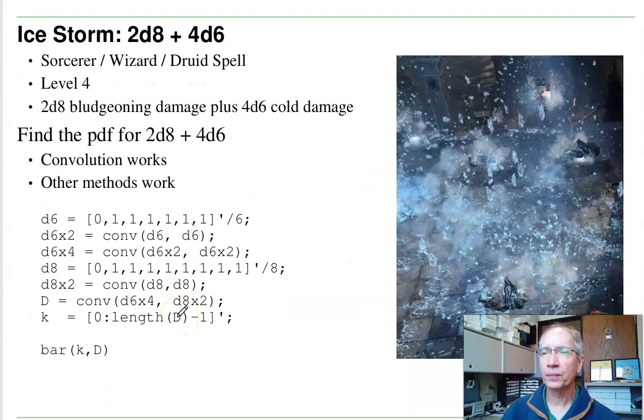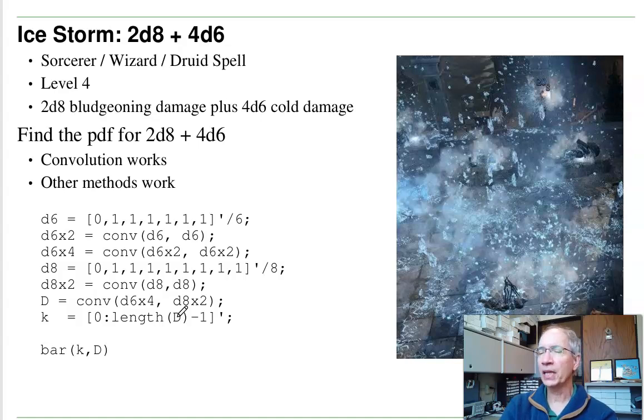Ice Storm. An Ice Storm is a sorcerer, wizard, or druid spell. It's a 4th level spell. Does 2 8-sided dice of bludgeoning damage, 4 6-sided dice of cold damage. So what's the PDF for the damage done by an Ice Storm spell?